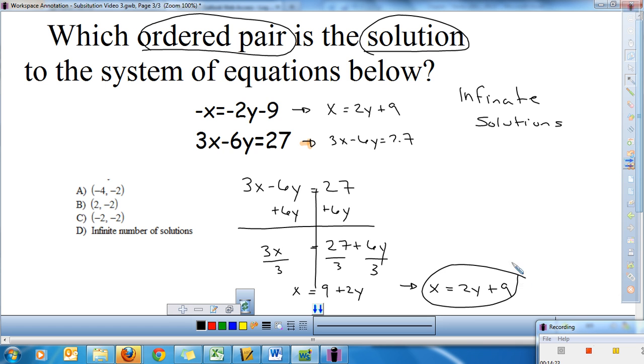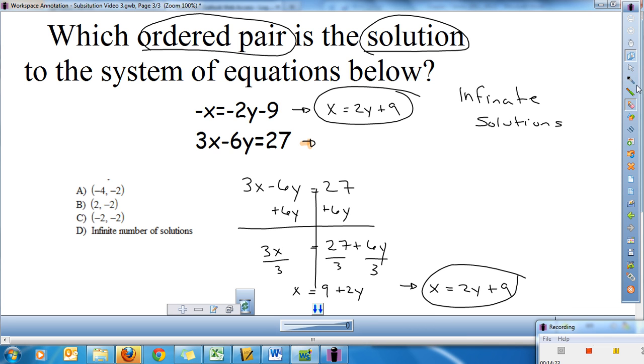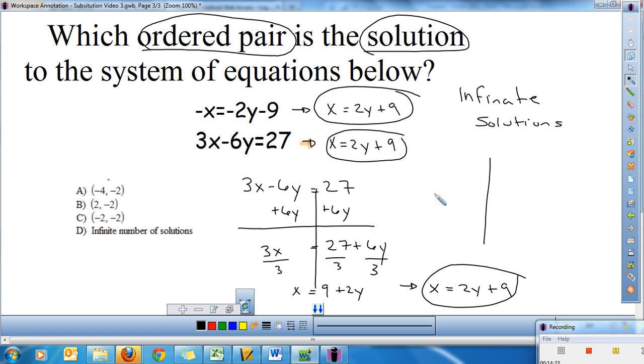You should notice that these two are the same. This equation rearranged to solve for a positive x is 2y plus 9. This equation rearranged to solve for a positive x is x equals 2y plus 9. These are the same equations. If we were to graph these equations, if they were y equals, they would look the exact same on the graph. Because they are the exact same, the solution is infinite solutions.